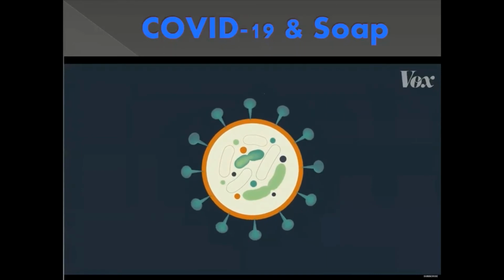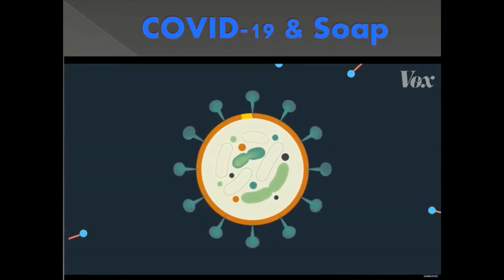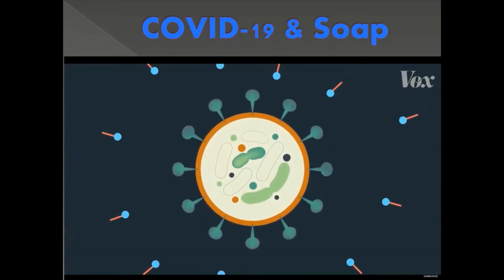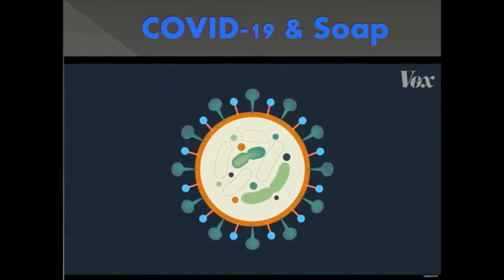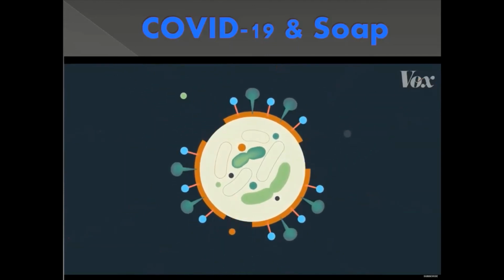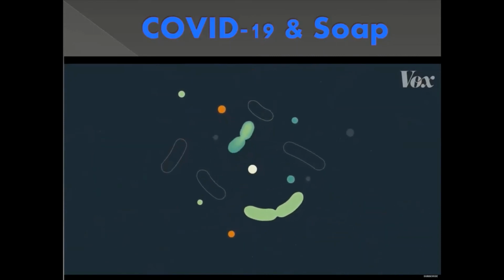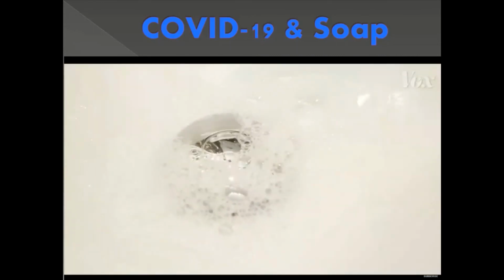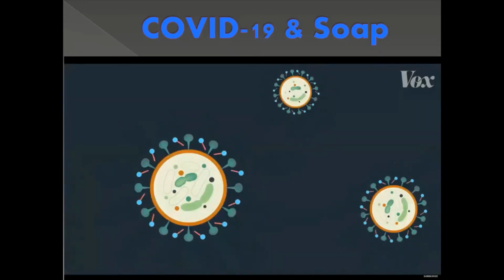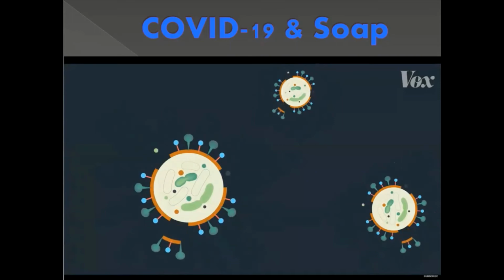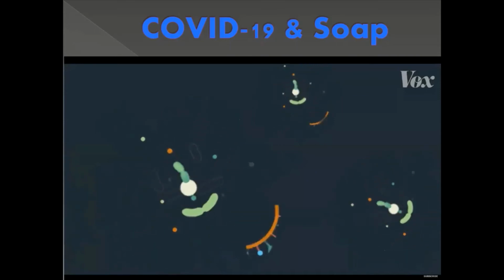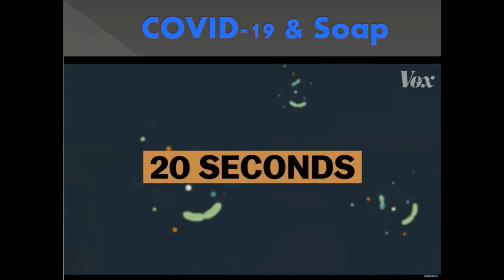Let's go back to our coronavirus molecule with that layer of fat holding everything together. When it interacts with soap, bam, that fat gets pulled out by the soap. Soap literally pulls apart and demolishes these viruses. And then the water rinses the harmless leftover shards of virus down the drain. But, and you know where I'm going with this, it takes time for this effect to happen. 20 seconds to be specific.